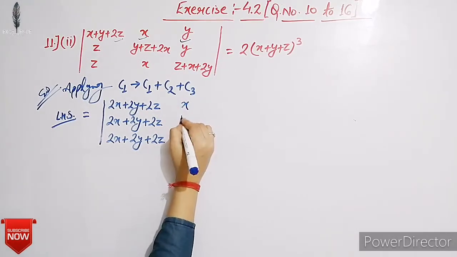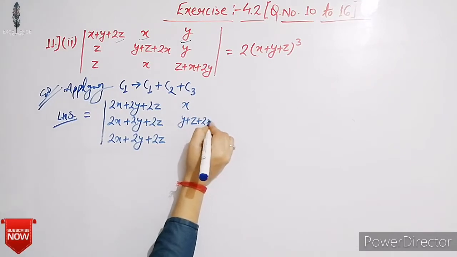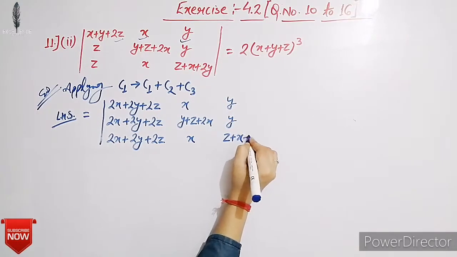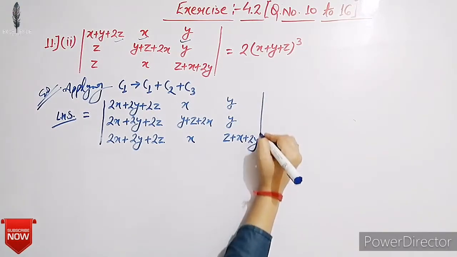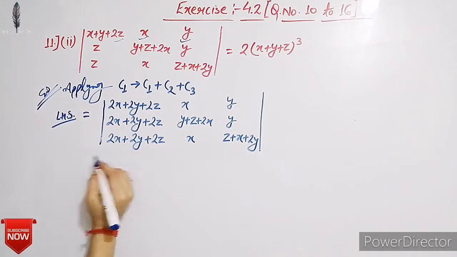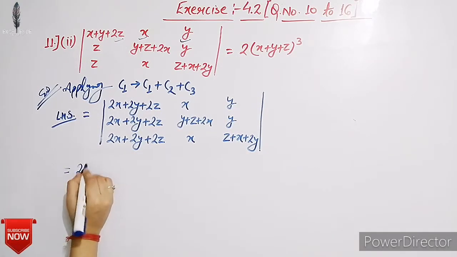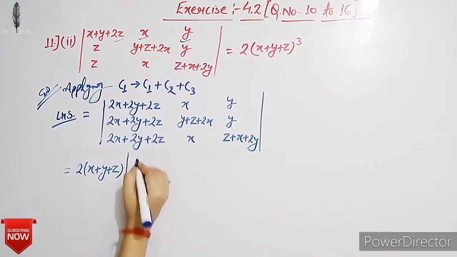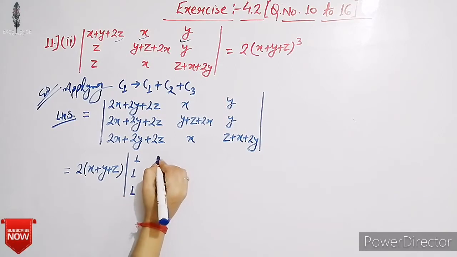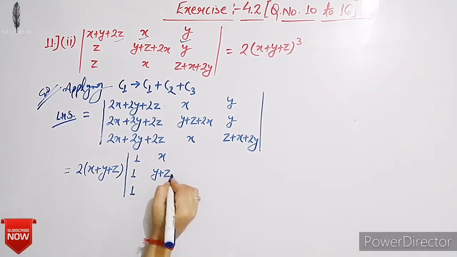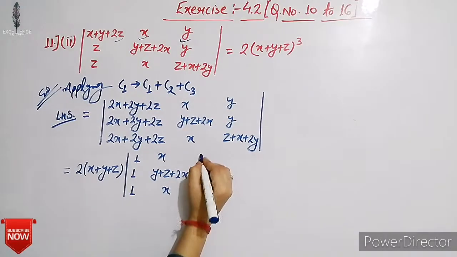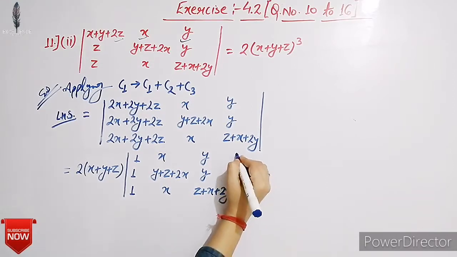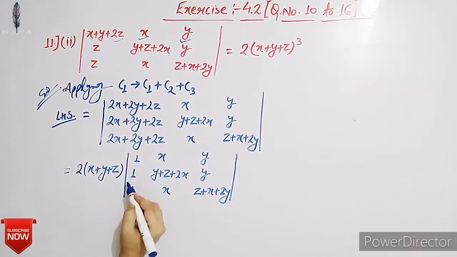C2 is same, that is x. Here y plus z plus 2x. And here x. C3 is also same, that is y, y and z plus x plus 2y. Now taking twice of x plus y plus z common from C1 into here 1, 1, 1. C2 is x, y plus z plus 2x, x and C3 is y, y, z plus x plus 2y. Now simply apply 1 minus 1 is 0, 1 minus 1 is 0.